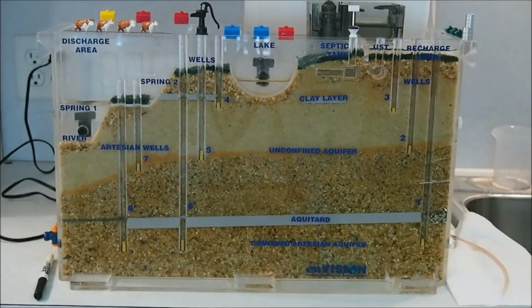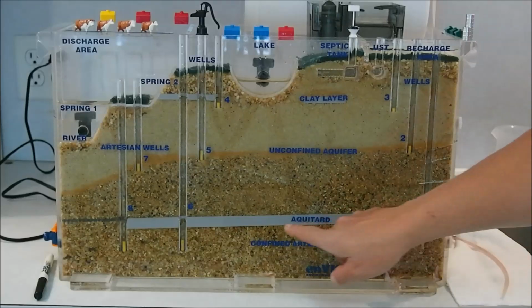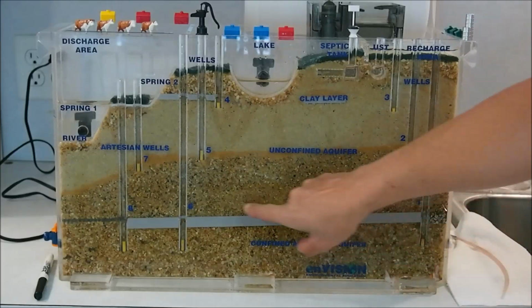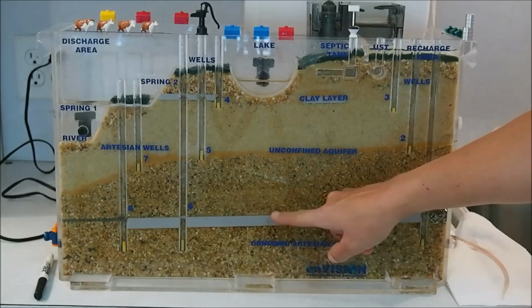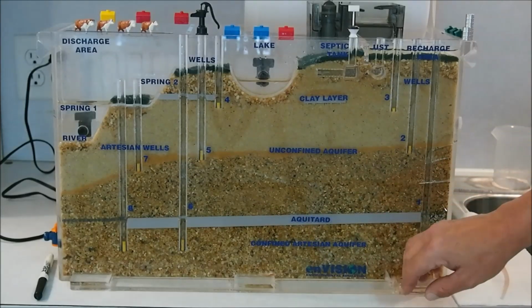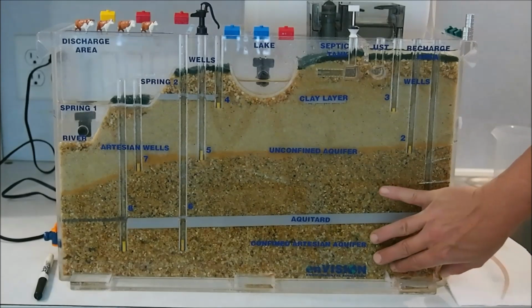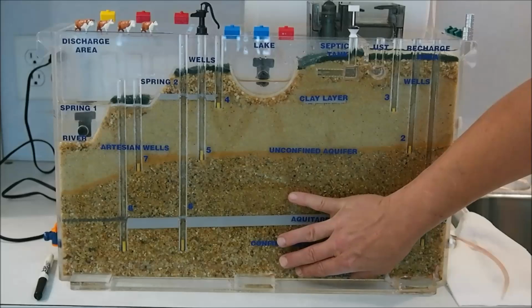Alright, so this is the second part of your groundwater lab. Our first thing here, we've got a groundwater model. We've got an aquitard, which is a clay layer that is impermeable, right? So that means no water can pass through it. We have a confined aquifer. It's a little more coarse gravel.